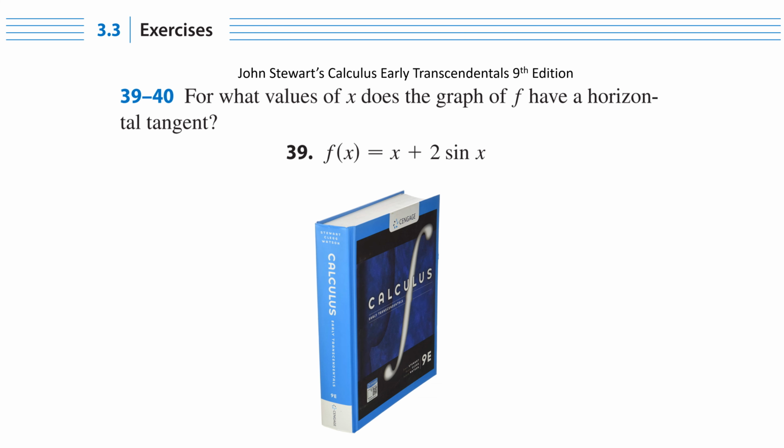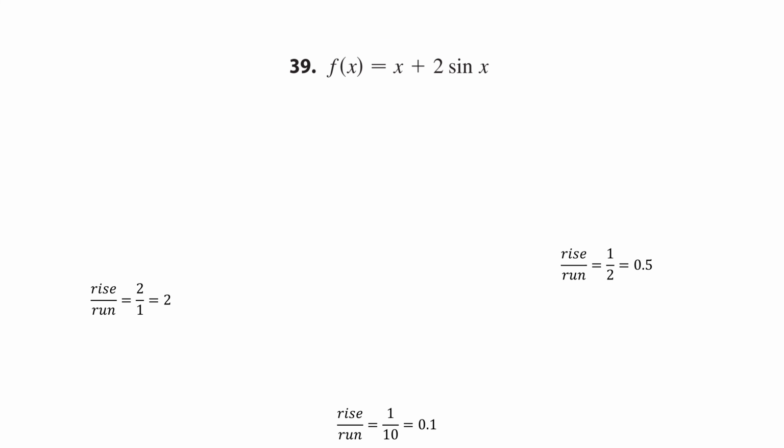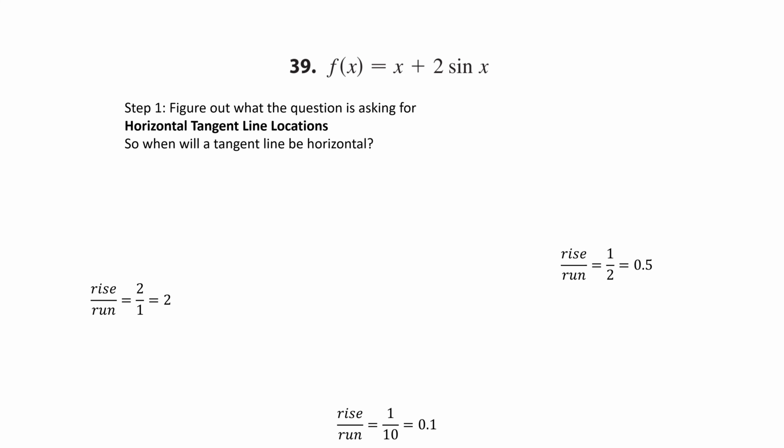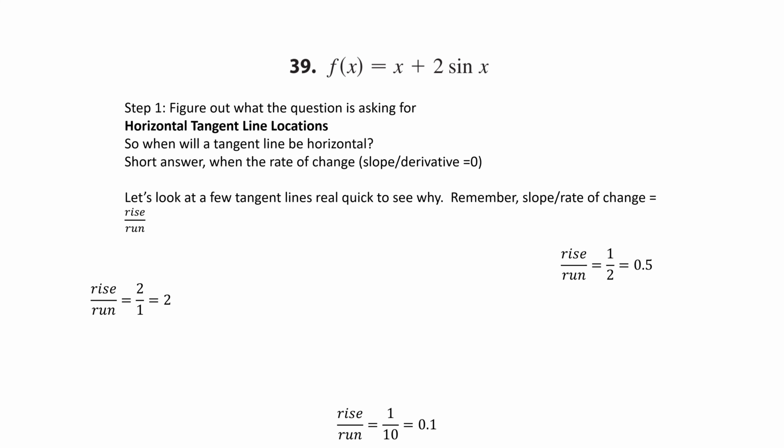Basically it's asking for what values of x does the graph of f have a horizontal tangent. So the first thing to figure out is what the question is asking for. It's asking for horizontal tangent line locations. So when will a tangent line be horizontal? Well, the short answer is when the rate of change, also known as the slope or derivative, is equal to 0. Let's look at a few tangent lines real quick to see why.